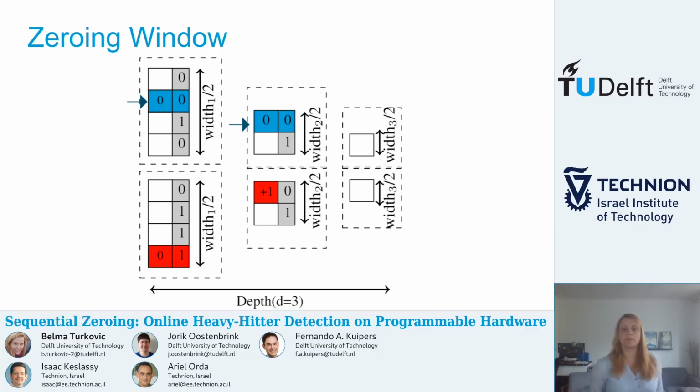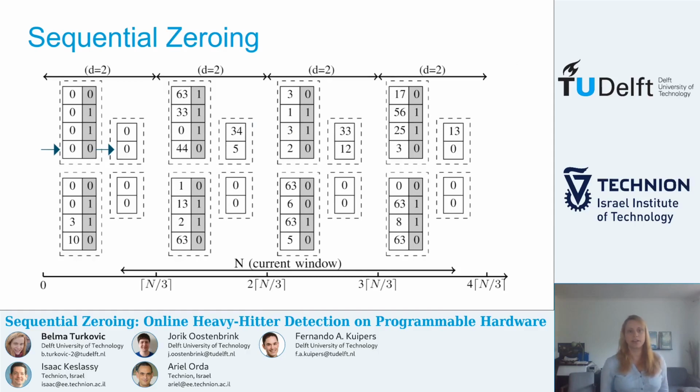Finally, we apply this mechanism to our sequential window to get our final solution. If you look at this, we can see that our sequential zeroing is very similar to the sequential window. However, instead of using the control plane to reset one of the sketches, it uses the zeroing window. So for example, in the same example we had previously with the sequential window, instead of only reading the packet in the first counting sketch, we also zero out one count.